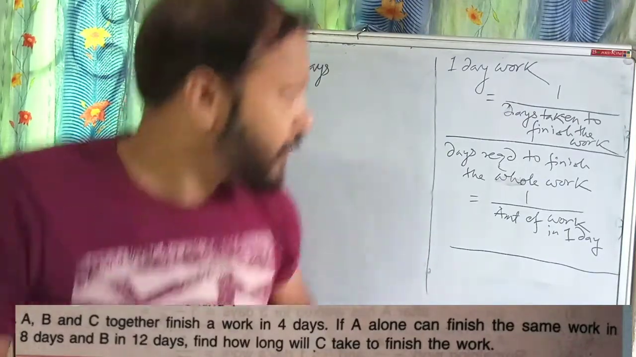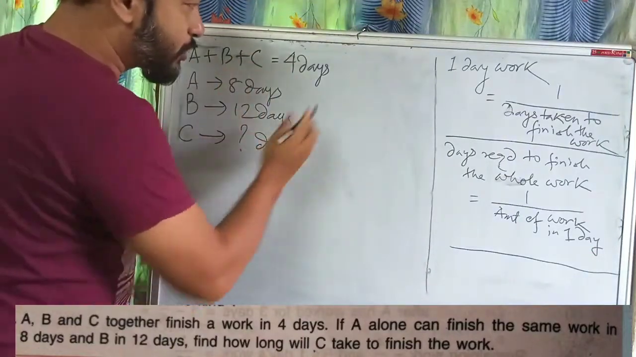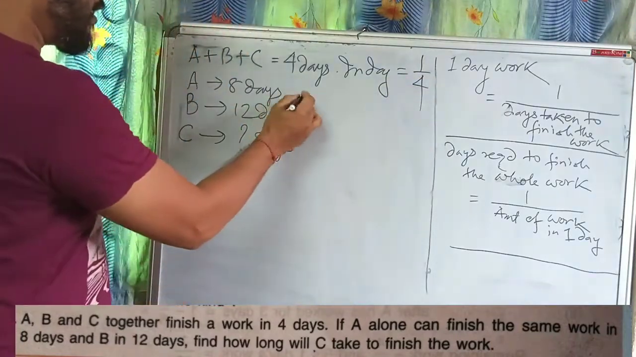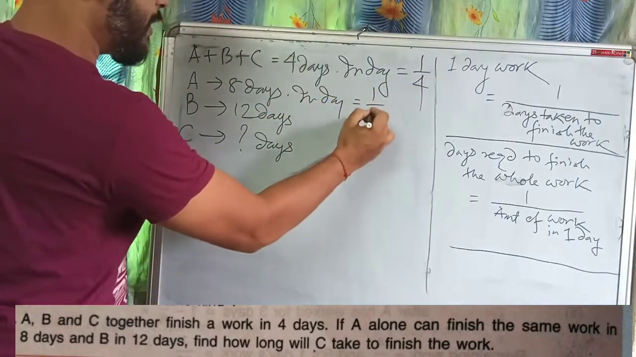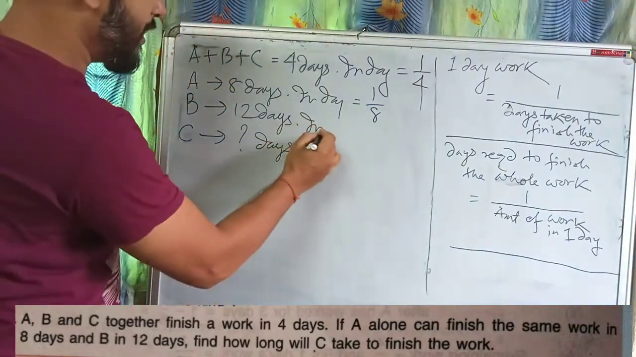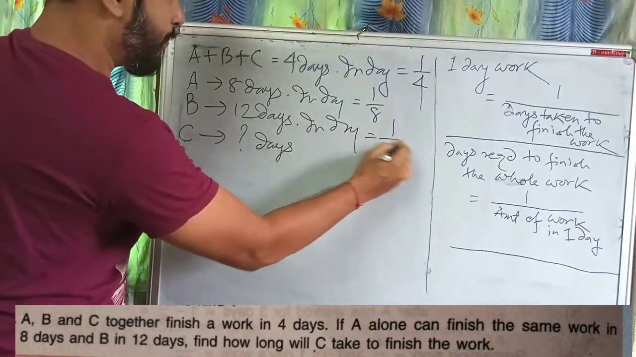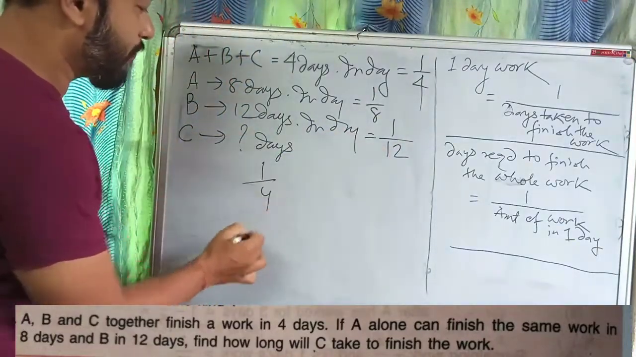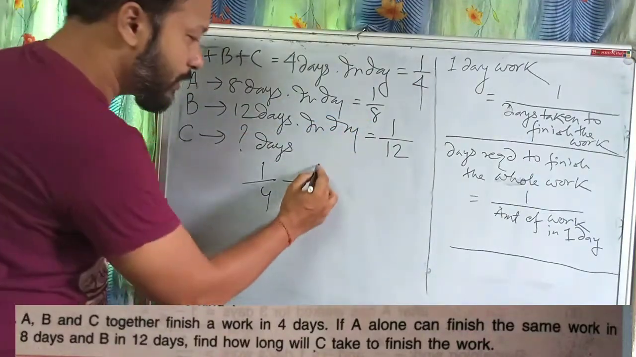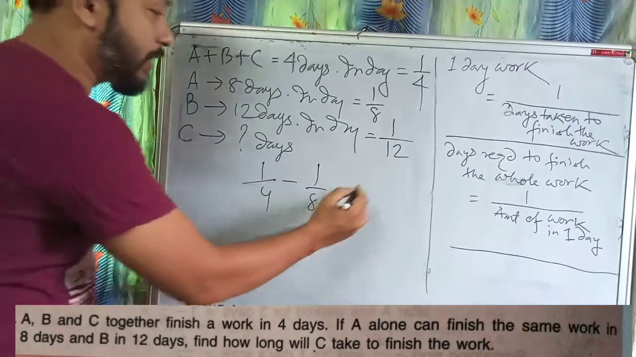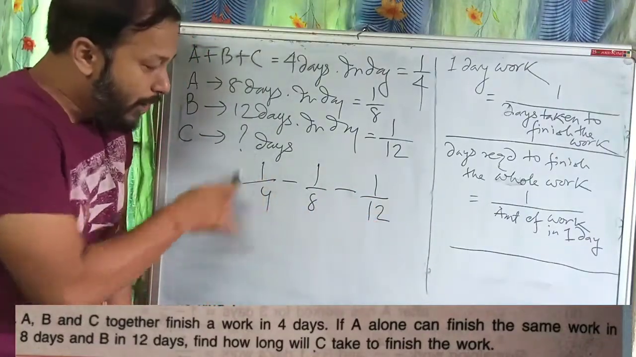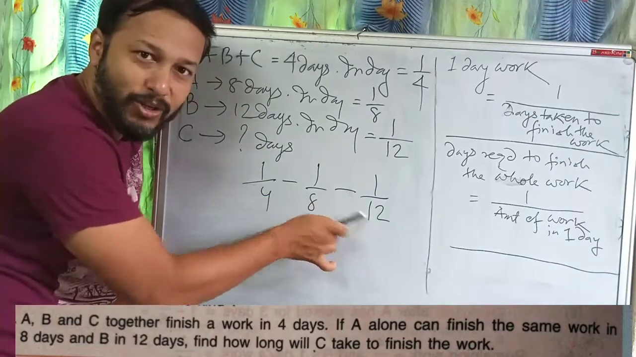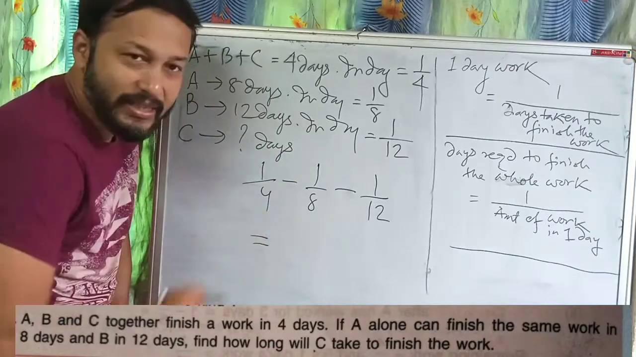Very easy question. See, A, B and C, they required 4 days. So in one day they finished 1 by 4. Okay, in one day A finished 1 by 8. Understood? In one day B finished 1 by 12. Okay, now see, A plus B plus C together is 1 by 4. We have to minus A's work. Again we have to minus B's work. This is the work of A, B, C together. From there I am separating A, separating B. So C will be left.